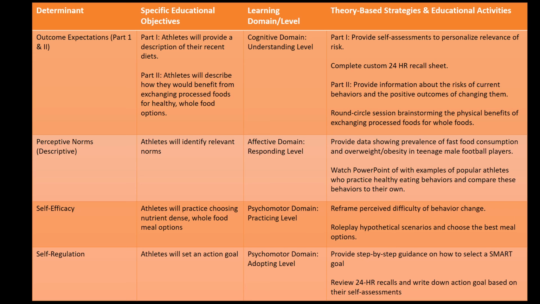their current diets. For part two, I plan on doing a round circle discussion with the team where we basically take time to brainstorm the benefits of changing dietary behaviors within the context of their lifestyles. So for instance, maybe eating healthier will help one of the athletes lose weight, which will make them faster on the field and increase their chance of getting a scholarship.